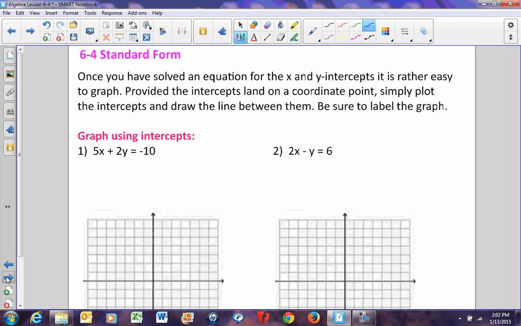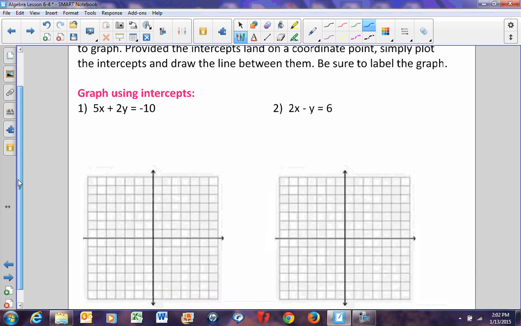Once you've solved an equation for the x and y intercept, it's rather easy to graph it. You make sure you know the intercepts, as long as the intercepts land on a coordinate point and not on a weird fraction like 5 and 3/12, or 5 and 9/17, that would be really obnoxious. Simply plot the intercepts and draw a line between them, and then make sure you label your graph. So we're going to graph these two equations using intercepts.